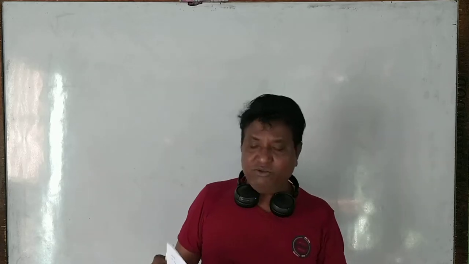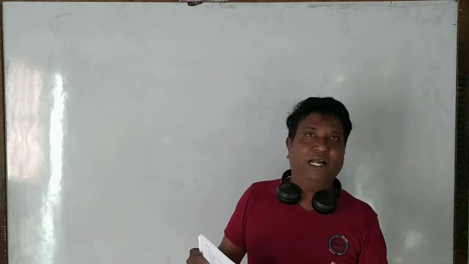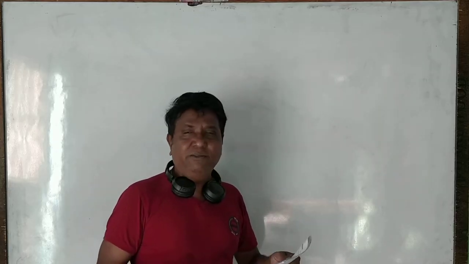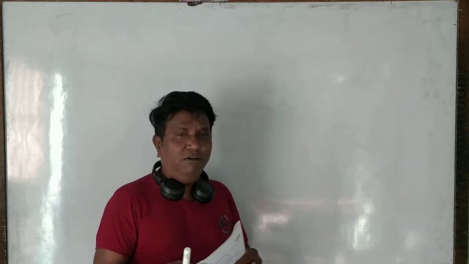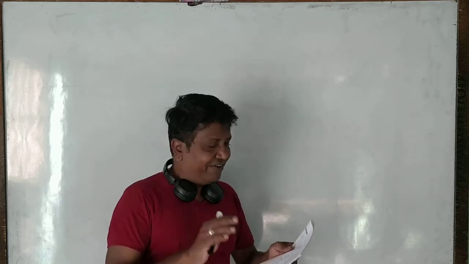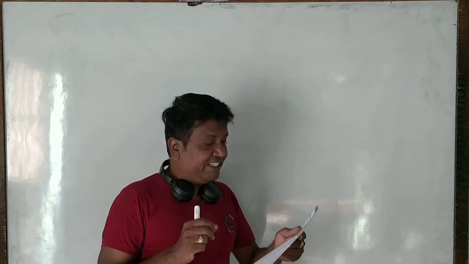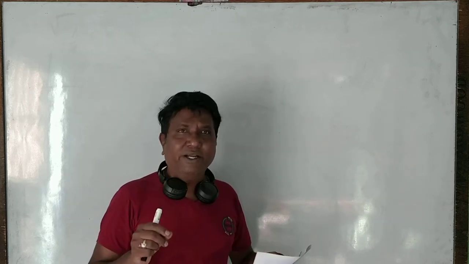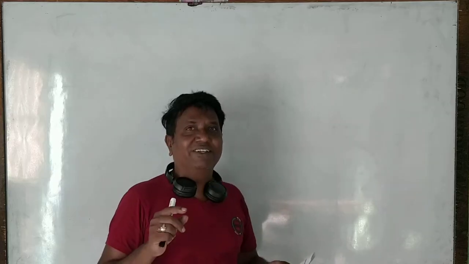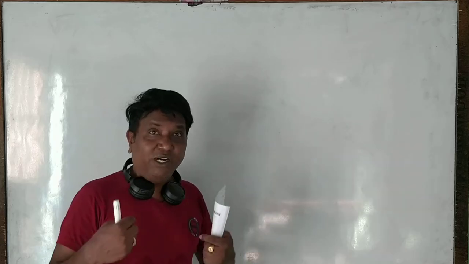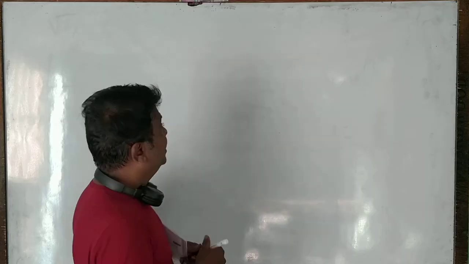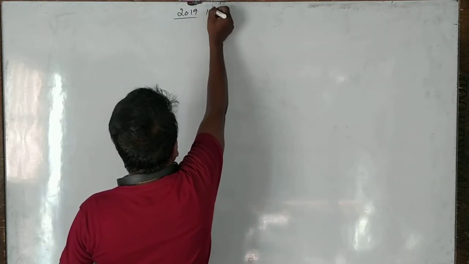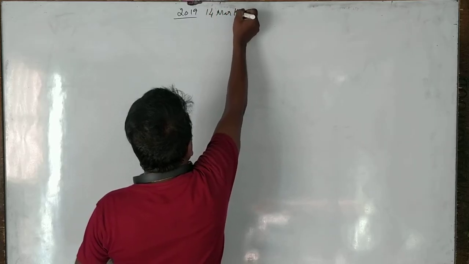Now, when we read this question, we have too many things to understand. And one thing for all the students, please read the adjustments line by line. First, don't look at the balance sheet. Just read the adjustments line by line, word by word, because when we want to pass journal entries, it's very important that we understand what is given in the adjustment. This is a 2019 question paper for 14 marks.